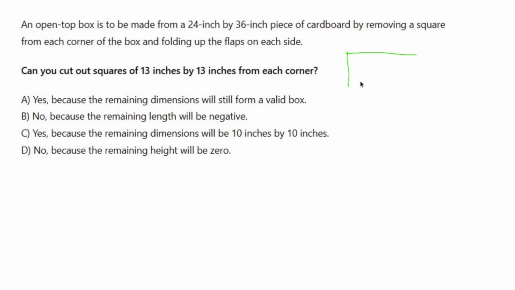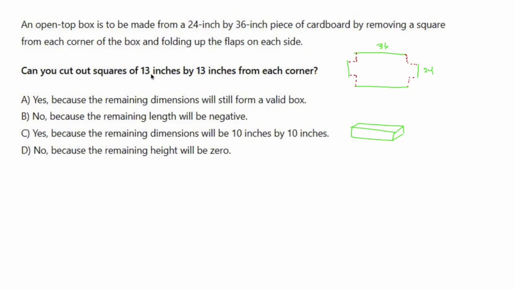Let's get a visual. Okay, so we have a piece of cardboard, right? 36 by 24. We are cutting out little squares out of each corner, the same exact square, so that once we remove that, we should be able to fold these guys up and make ourselves a nice little box that looks something like this. Perfectly drawn. That's what we're looking at.